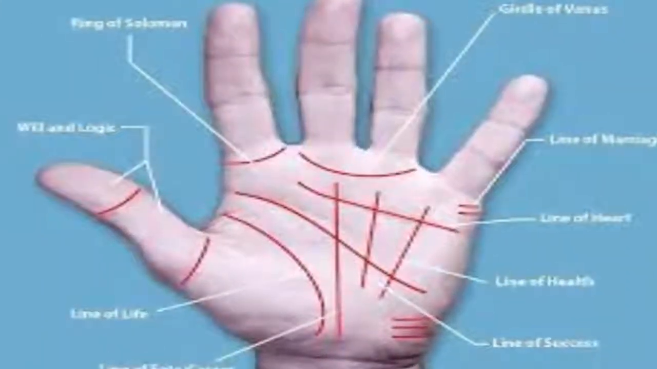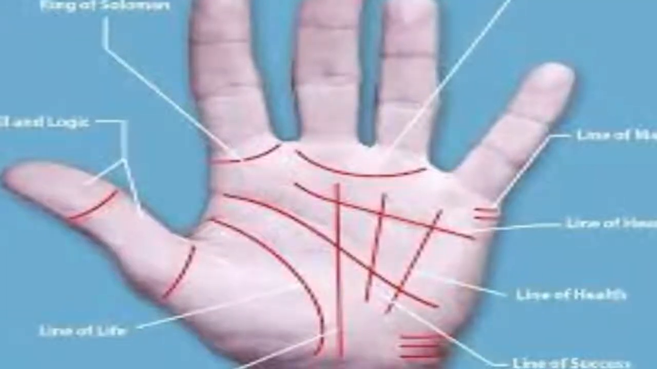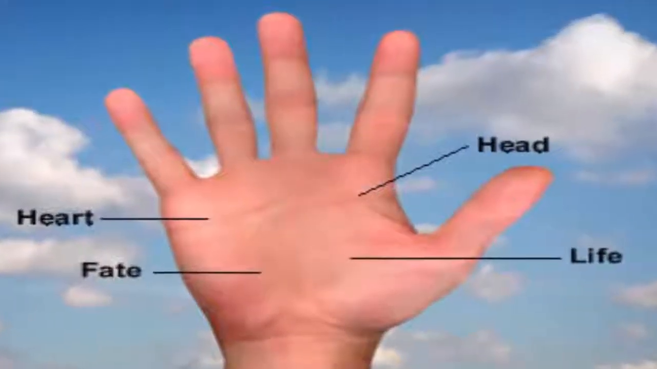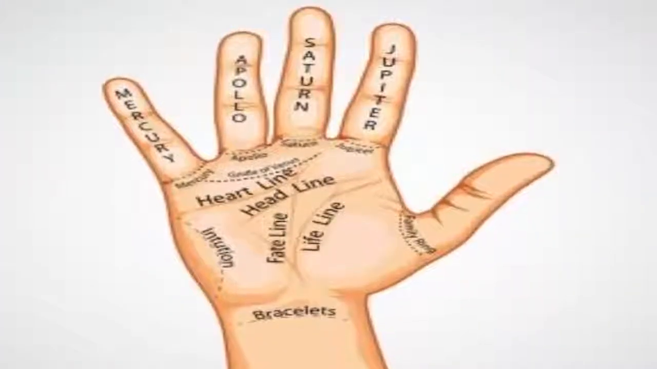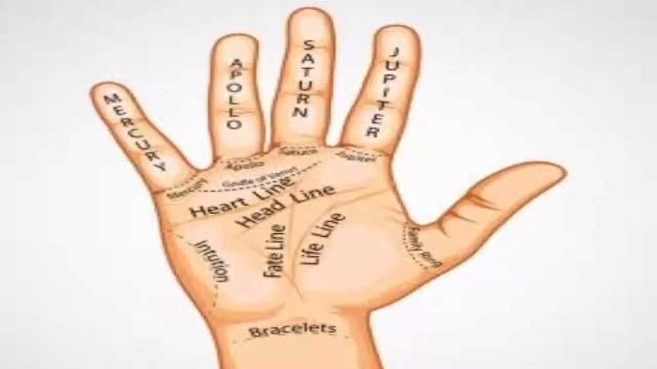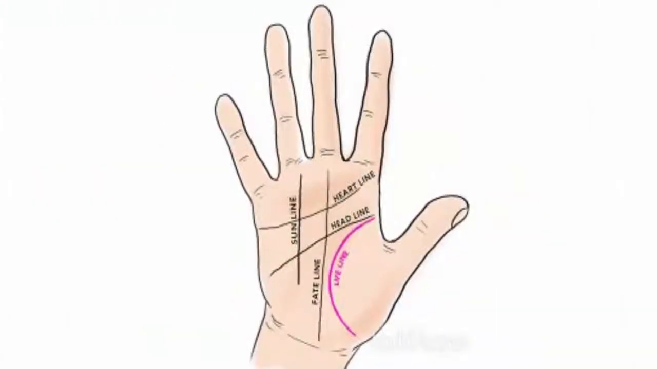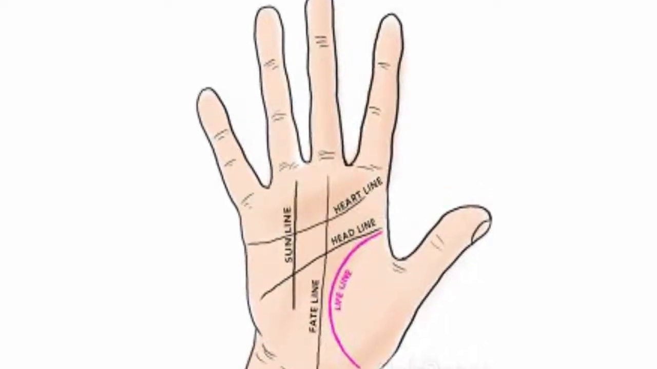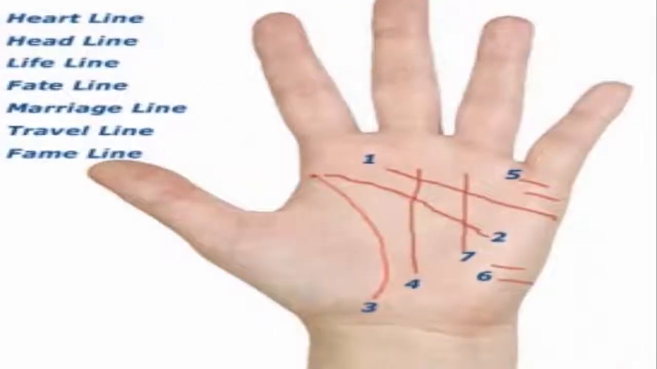Identify the 4 major lines. These are the heart line, the head line, the life line, and the fate line. Not everyone has this line. 1. The heart line runs horizontally across the top of the palm. It reflects the state of your heart on both the physical and emotional level. 2. The head line runs horizontally across the middle of the palm. It reflects the state of your mind and brain.